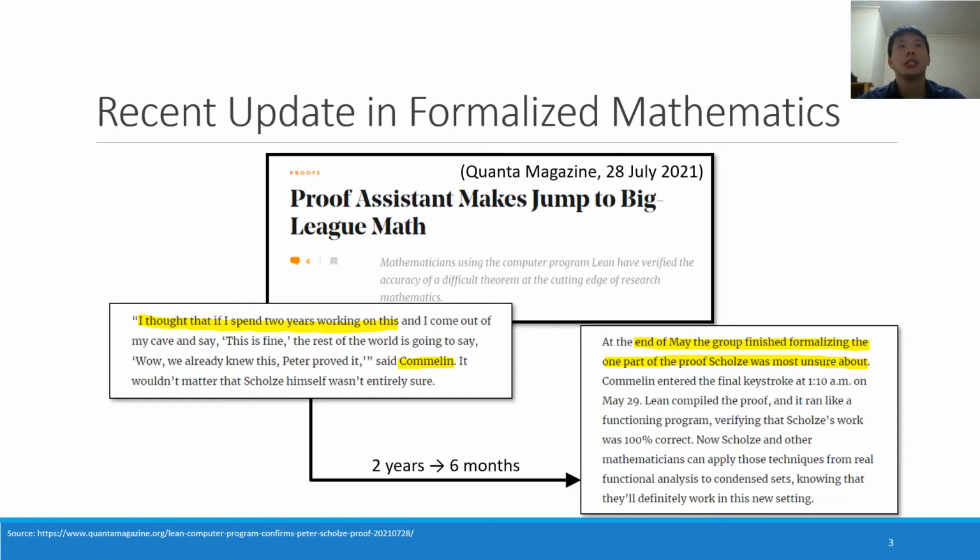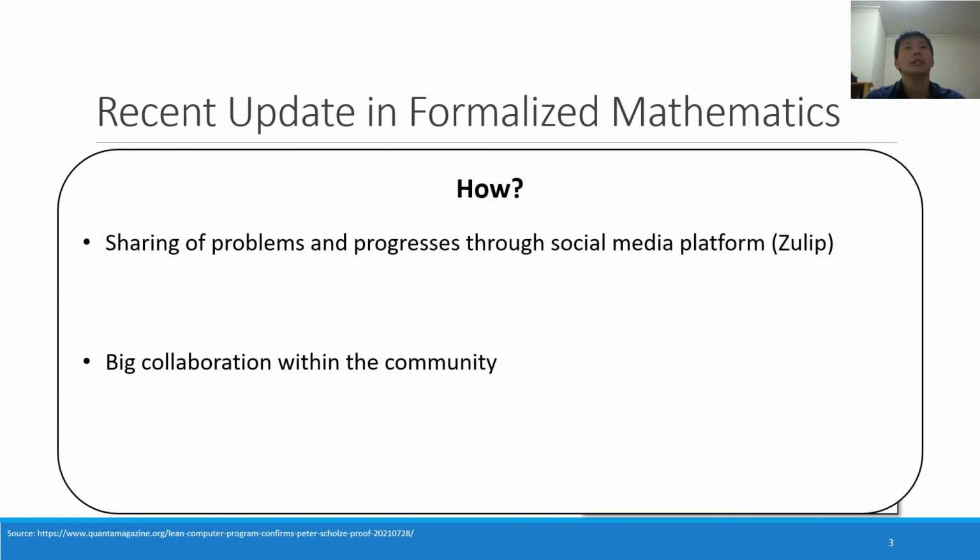In a recent update in formalized mathematics, Quanta Magazine has an article stating that proof assistant makes jump in big league math. Mathematicians used a proof assistant to verify the accuracy of a difficult theorem at the cutting edge of research mathematics. Initially it was thought that it would take up to 2 years to complete the whole formalization. But within a short period of 6 months, the whole formalization was complete. And how is this possible?